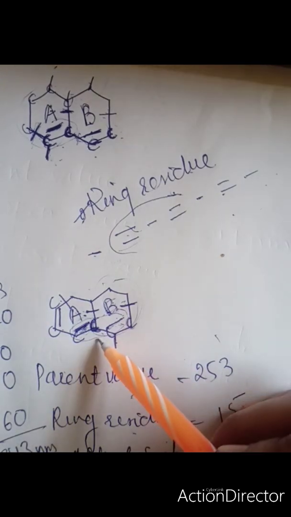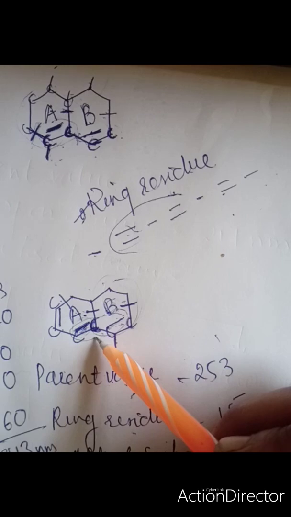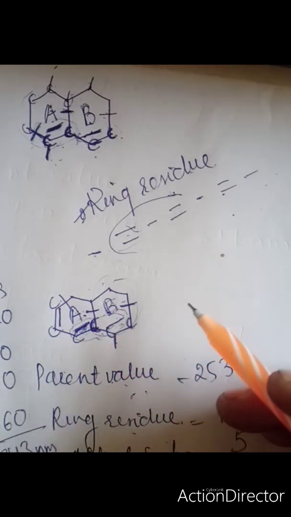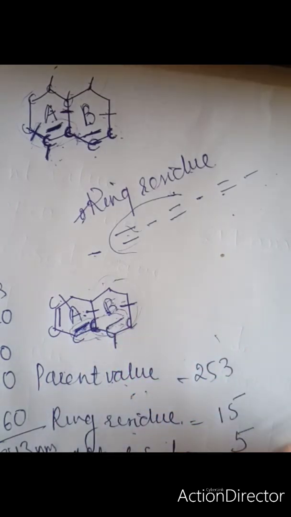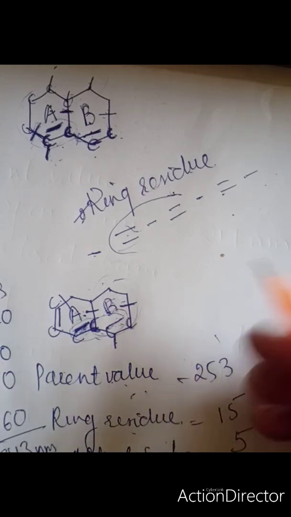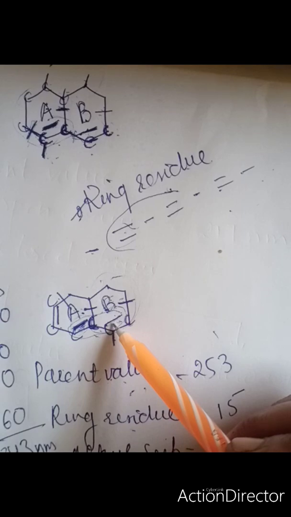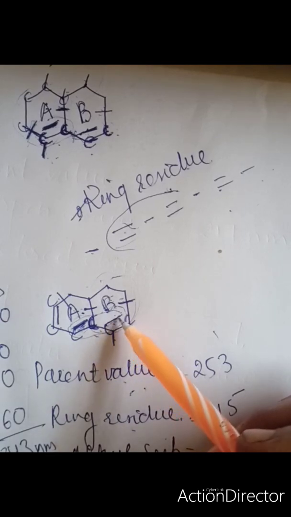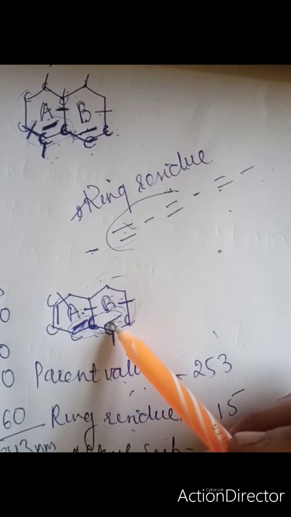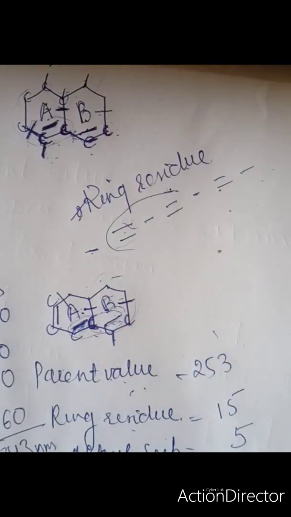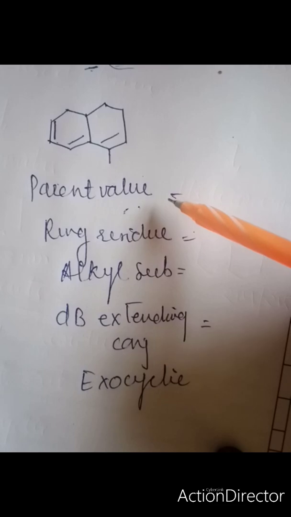Then is double bond extending conjugation. Now in dienes, as you know, 2 double bonds should be present. So apart from those 2 double bonds, if there is any extra double bond, it will be extending conjugation. So you will be adding 30 for that. So in this case, there are 3 double bonds. So one double bond is additional. So one conjugation is extended here. So you will be adding 30. Let us try to solve this example.